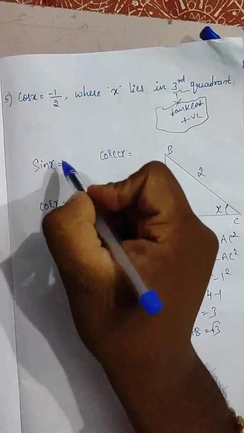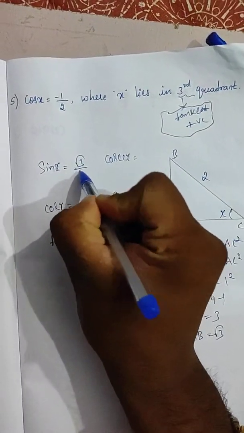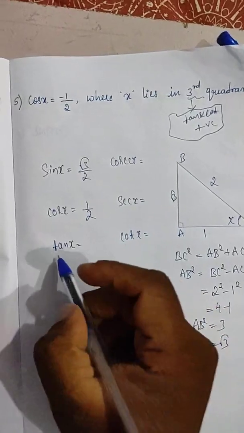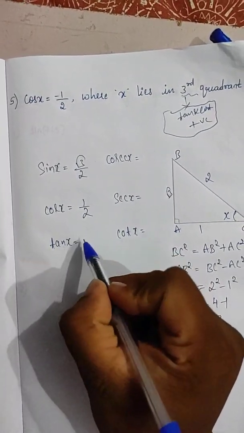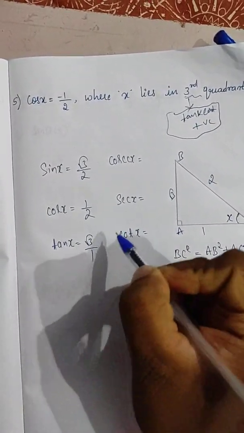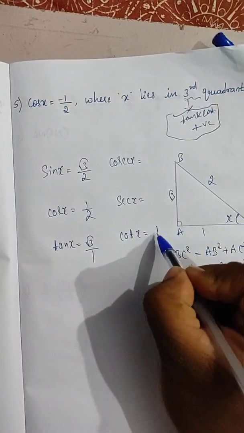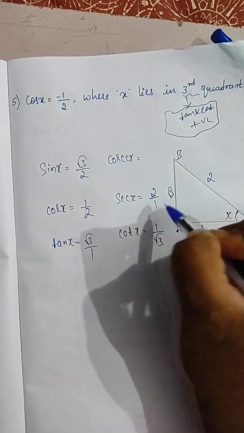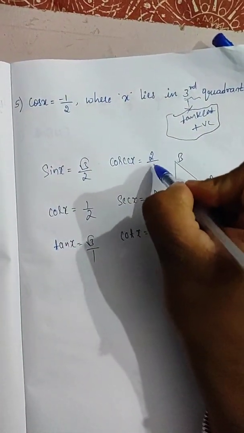Now we will write the ratios. Sine is opposite by hypotenuse, root 3 by 2. Cos is adjacent by hypotenuse, 1 by 2. Tan x is equal to root 3 by 1. So cot x will become 1 by root 3. Secant will become 2 by 1. Cosecant x will become 2 by root 3.